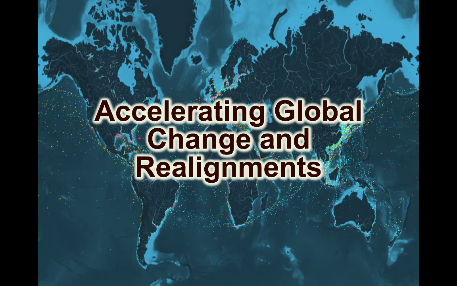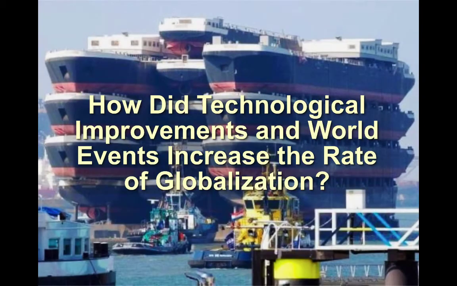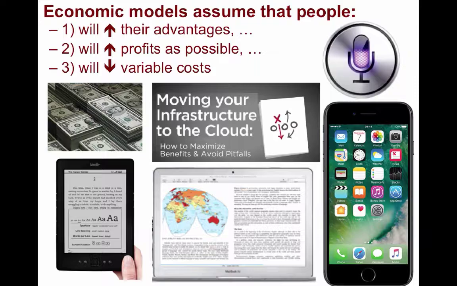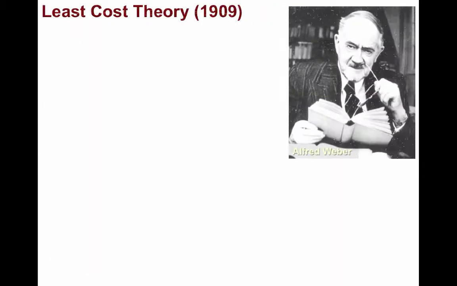In this video, we're going to look at this essential question: how did technological improvements and world events increase the rate of globalization? Let's investigate the least cost theory, created in 1909 by Alfred Weber, who was a German economist, and it's for this reason we pronounce it Weber.